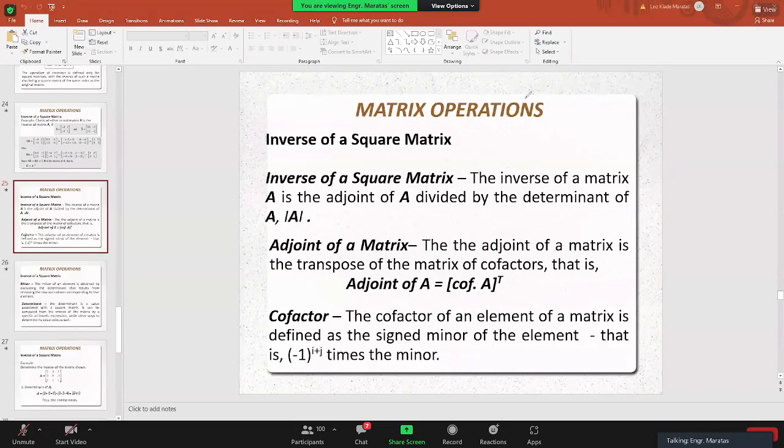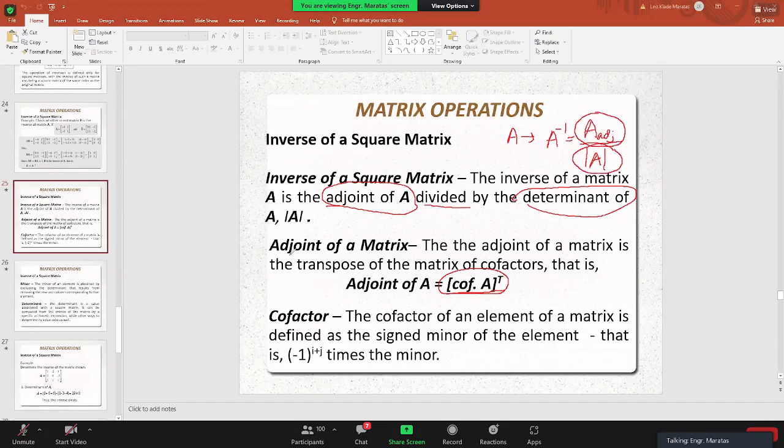Okay? So that is the definition. The inverse of a matrix A is the adjoint of A, then you divide that by the determinant of A. Let's say you have a matrix A. To get its inverse, the inverse of matrix A is the adjoint of matrix A divided by the determinant of matrix A. So we will solve for the adjoint, and we will also solve for the determinant of matrix A.